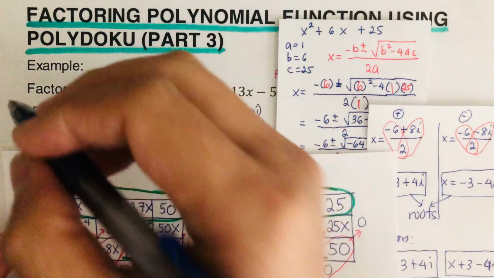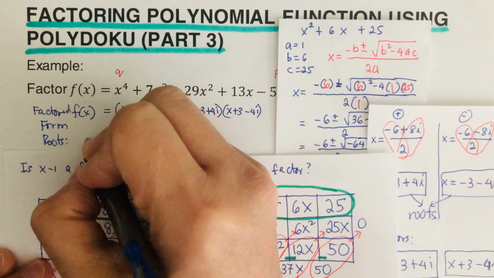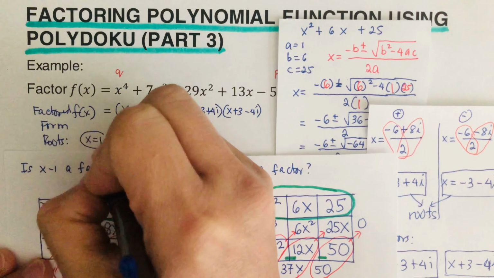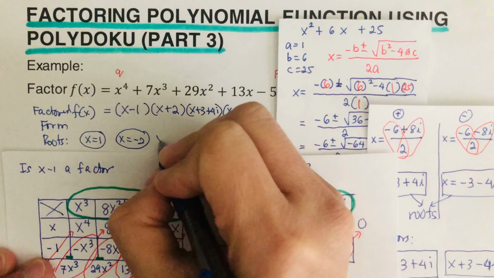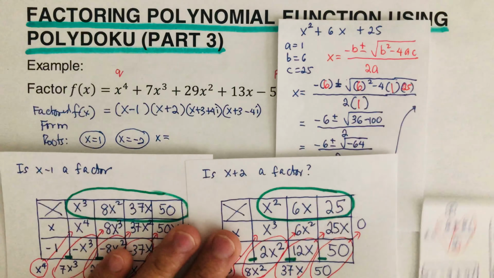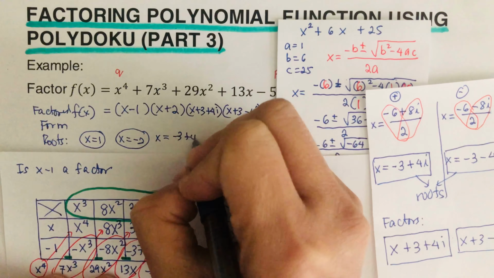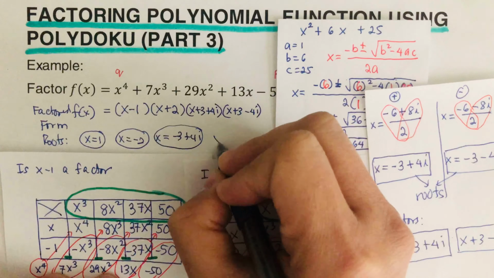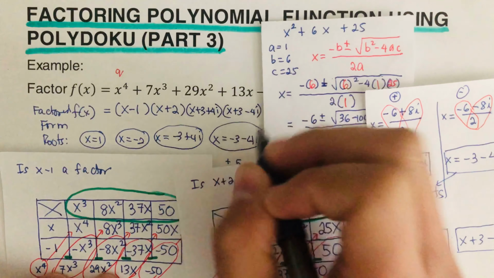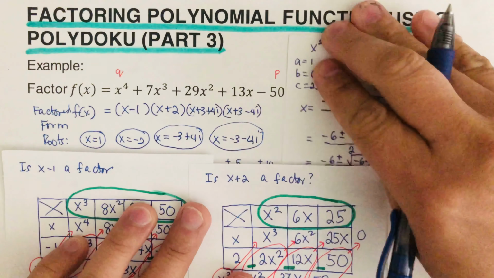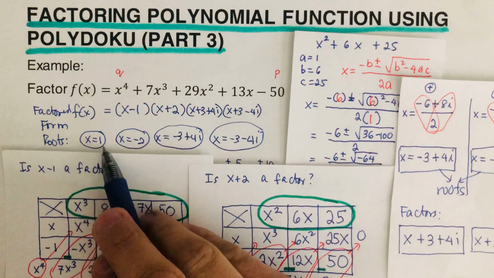And if we want to find the roots, these are the roots for this function. So first we have x is equal to positive 1, x is equal to negative 2, and then we have x from these two factors that we got right here. So x is equal to negative 3 plus 4i, and then the other one here is x is equal to negative 3 minus 4i. So again, this is in general form. And this one right here is in factored form. And these are the roots right here.